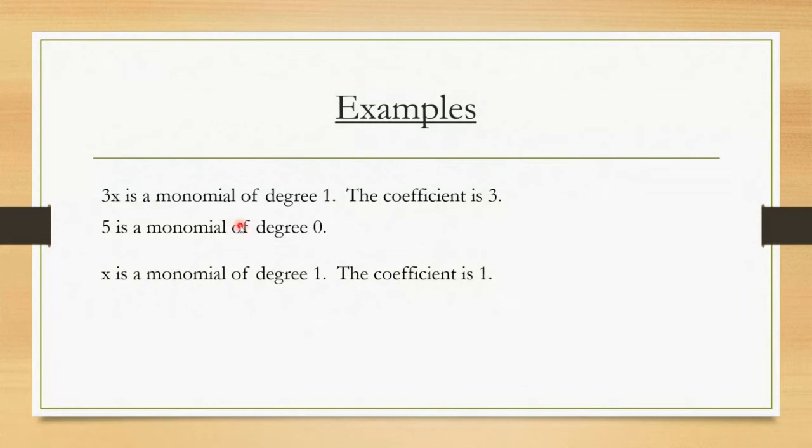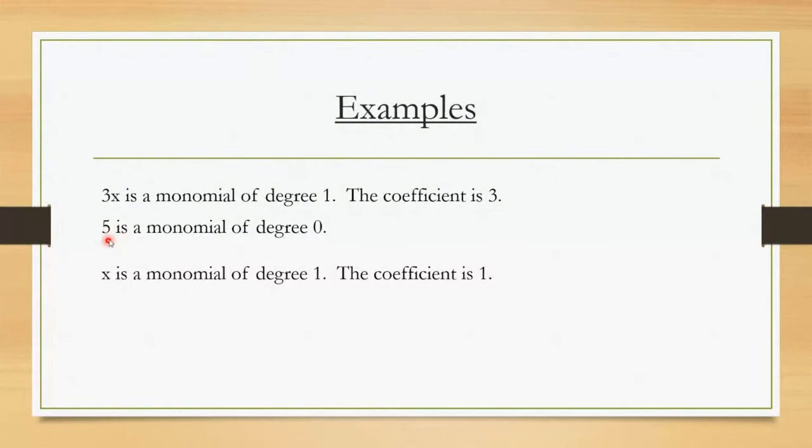Okay. Let me show some examples. For instance, let's consider 3 times x. This is a monomial, and it is of degree 1, because just like with exponents we saw, remember how a to the 1 is a? If the exponent is 1, we don't write it. So 3 is the coefficient, the exponent of x is 1, we don't write it, and the degree is 1. Okay, that's good.